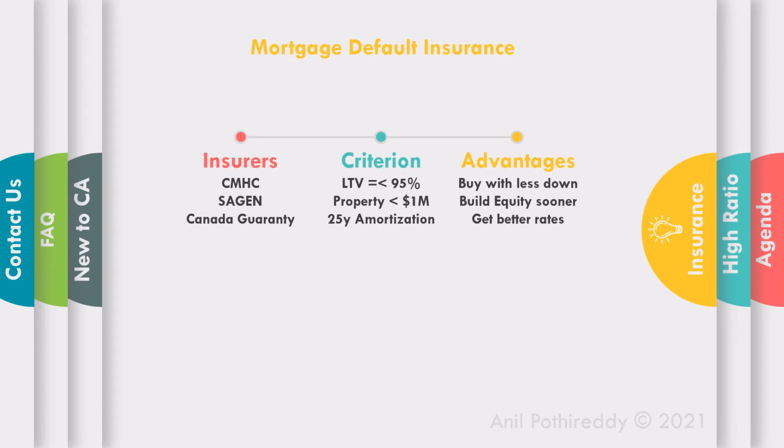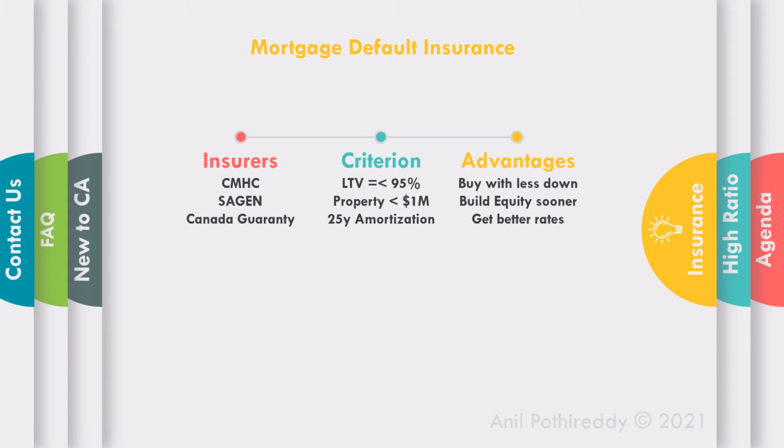So as we have seen earlier, the high ratio mortgages with less than 20% down payment would need a mortgage default insurance, colloquially known as the CMHC insurance. We have three insurers that provide us with the mortgage default insurance: CMHC, the erstwhile Genworth, which is now known as Sagen, and Canada Guarantee. Until June 2020, all three had very similar underwriting criteria, but starting July 2020, CMHC has tightened the rules a little, so we are seeing a trend where more business is going towards the other two insurers.